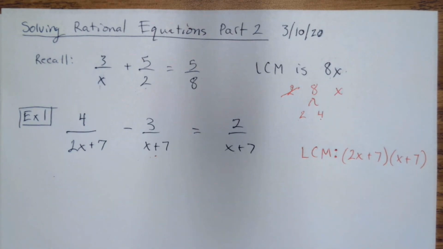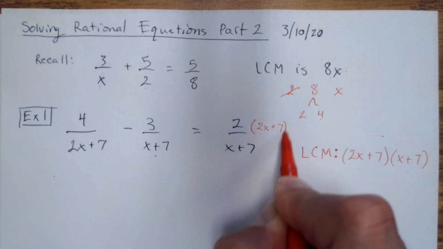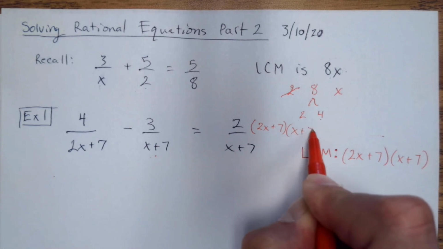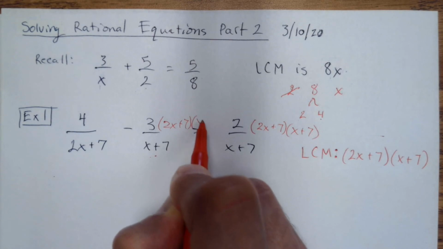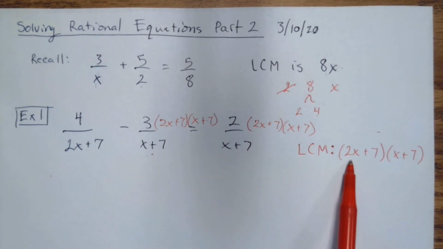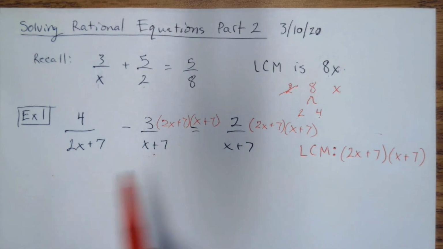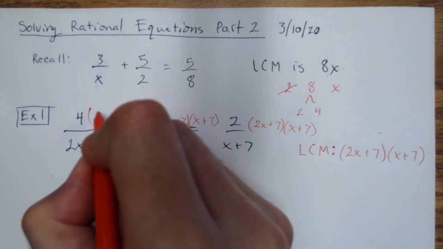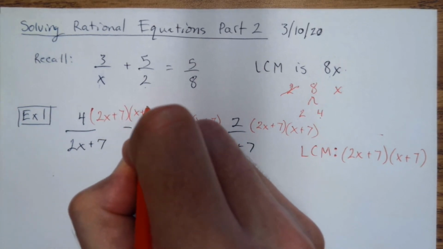So with that being said, I'm going to take the least common multiple and multiply each piece by that. 2x plus 7. You have to multiply by both? Yes. You mean 2x plus 7 and x plus 7? Yeah. And to every single term. But something happens and it makes it simple. And does it like cross out? Yes.